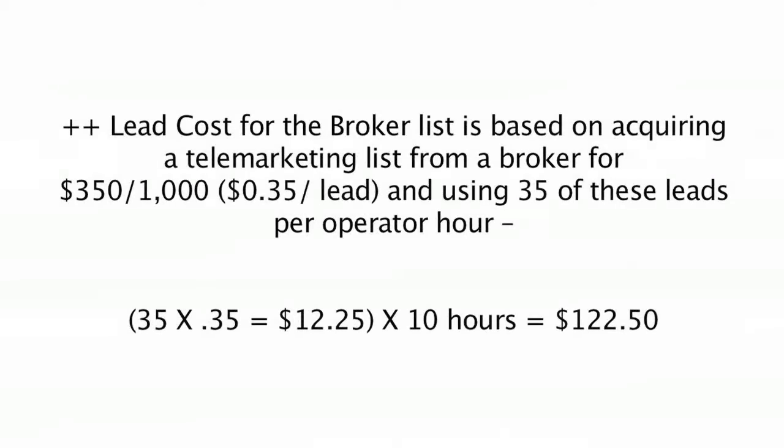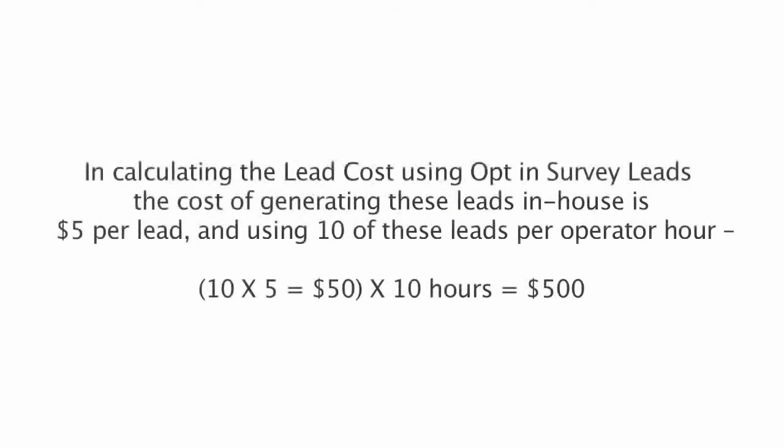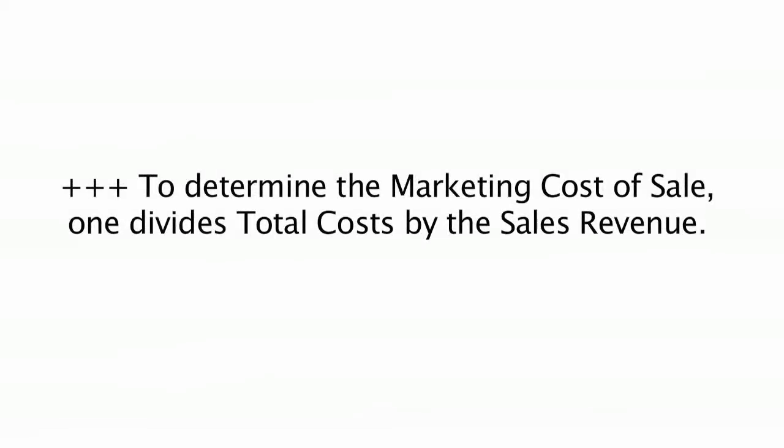Lead cost for the broker list is based on acquiring a telemarketing list from a broker for around $350 per thousand, or 35 cents a lead, and using 35 of these leads per operator hour. So that means you got 35 leads per operator hour at 35 cents. That brings that to $12.25 times 10 hours is $122.50. Now, in calculating the lead cost using opt-in survey leads, the cost of generating these leads in-house is $5 per lead, and using 10 of these leads per operator hour is 10 times 5 is equal to $50, times 10 hours is $500. To determine the marketing cost of sale, one divides the total cost by the sales revenue.